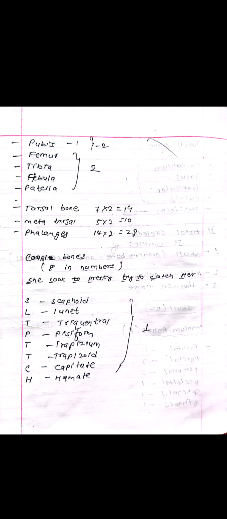The mnemonic to memorize them is: She looked too pretty, try to catch her. S scaphoid, L lunate, T triquetral, P pisiform, T trapezium, T trapezoid, C capitate, H hamate. Tarsal bones: calcaneum, talus, navicular, cuboid, cuneiform.